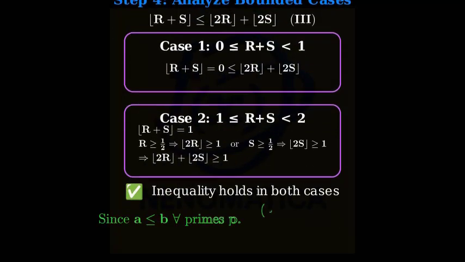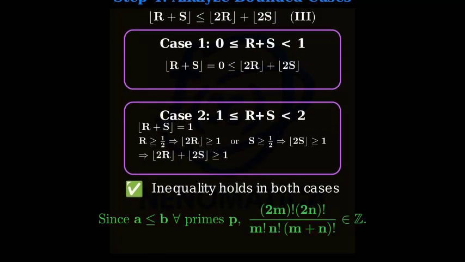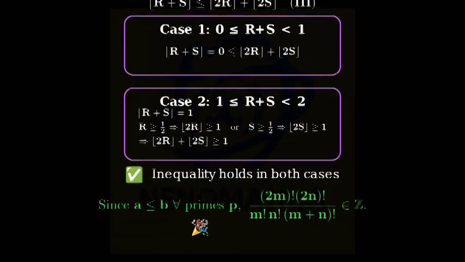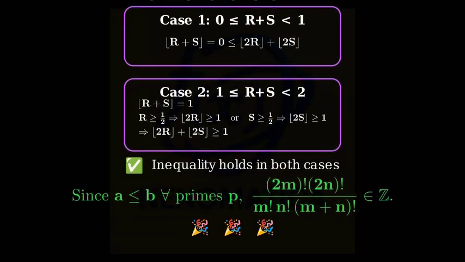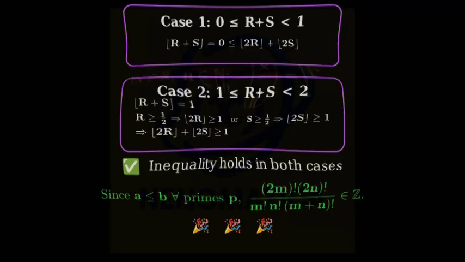Conclusion. Since for every prime p, the exponent in the numerator is at least the exponent in the denominator, the denominator divides the numerator. Therefore, the expression is always an integer for all non-negative m and n.